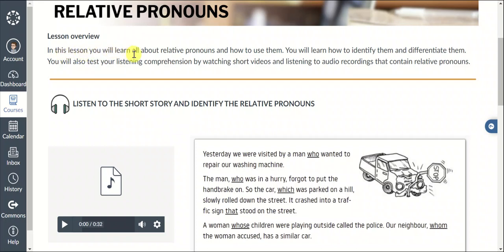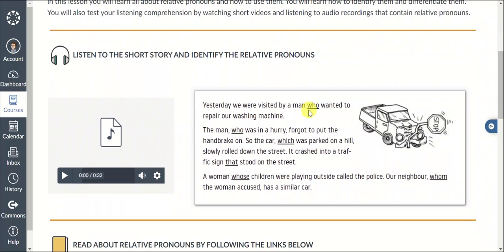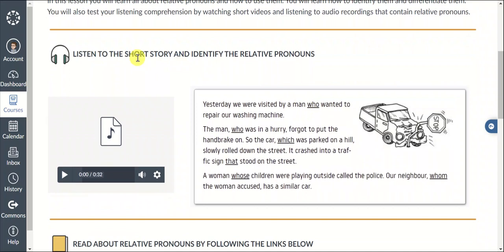In this lesson, you will learn all about relative pronouns and how to use them. You will learn how to identify them and differentiate them. You will also test your listening comprehension by watching short videos and listening to audio recordings that contain relative pronouns. Listen to the short story and identify the relative pronouns.